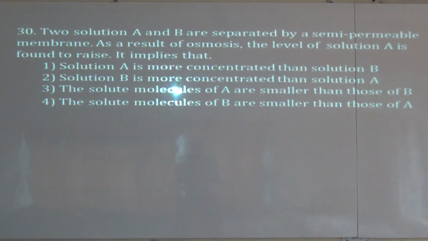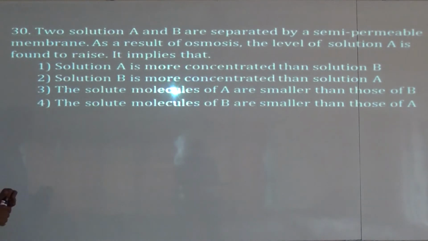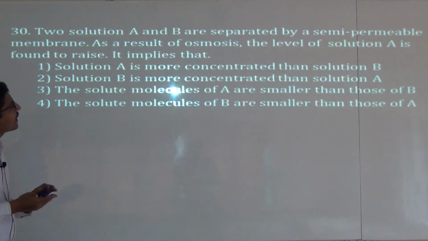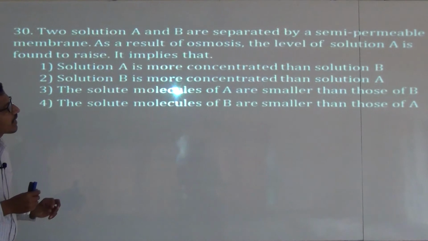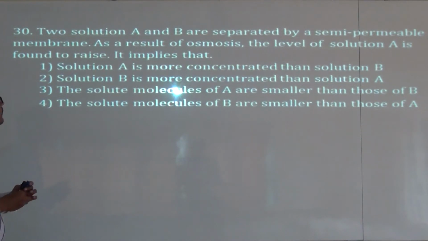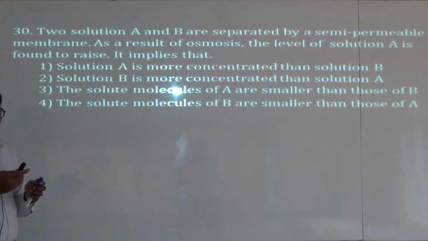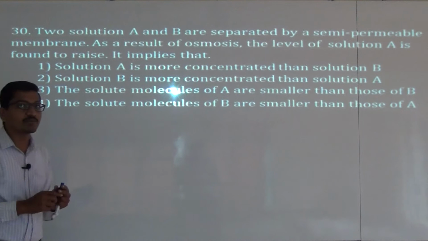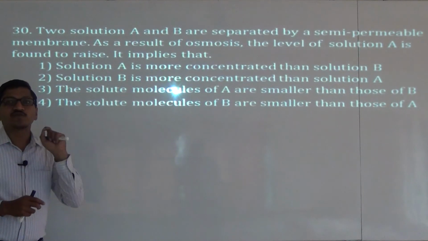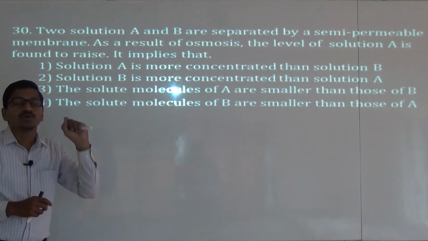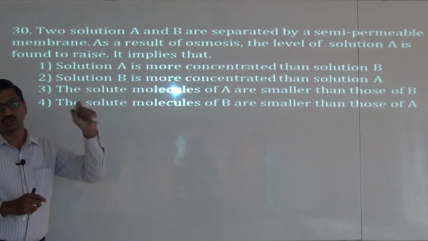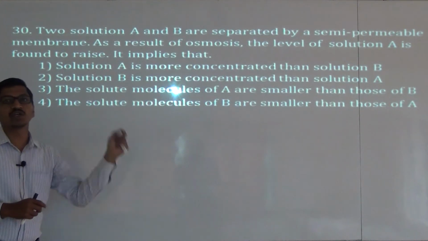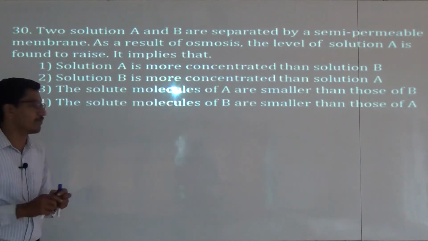Next question is: when two solutions A and B are separated by a semi-permeable membrane, as a result of osmosis, the level of solution A is found to rise, it implies that... Osmosis is the spontaneous flow of solvent molecules from lower concentration to higher concentration, or solvent to solution, through a semi-permeable membrane.